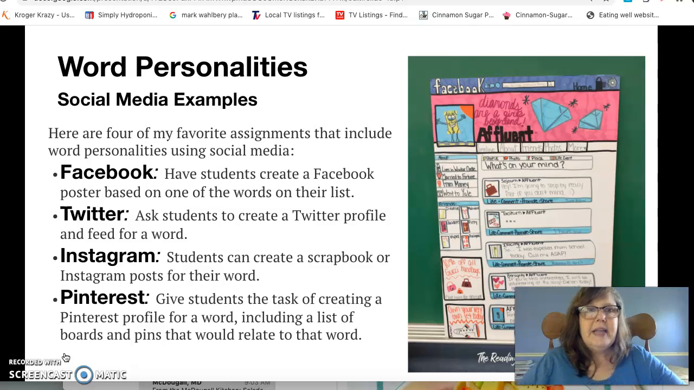Next, here's another example, word personalities. I think I would use this for a group, maybe a unit, where you use social media pages to represent maybe different words in the unit that are important. For instance, the branding unit, maybe logo, brand mark, trademark, some of those words that are kind of hard for them to understand the difference. That would be a great way to use this.